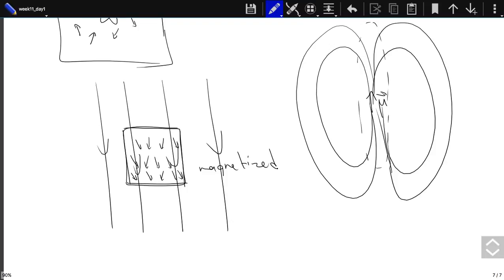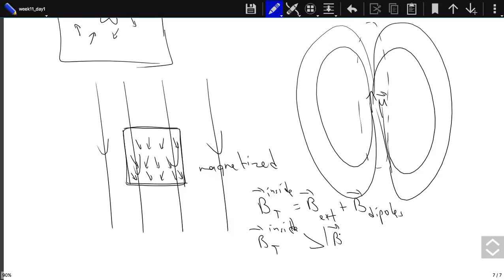Inside, there is the magnetic field created by whatever creates the external magnetic field, plus the magnetic field created by these dipoles. So the total inside will be the external magnetic field plus the magnetic field of the dipoles, which are both pointing in the same direction. This tells us that the total magnetic field inside will be larger than the external magnetic field in magnitude.